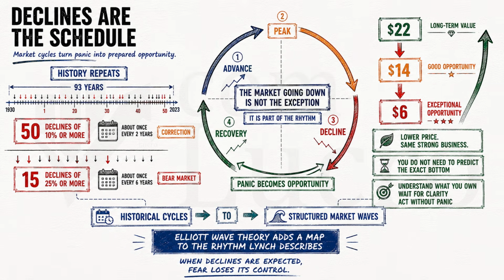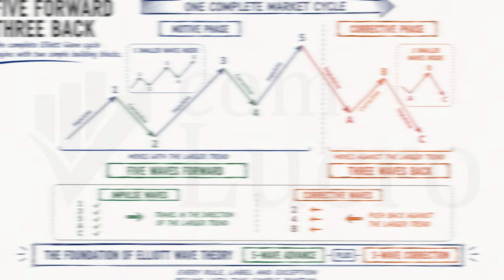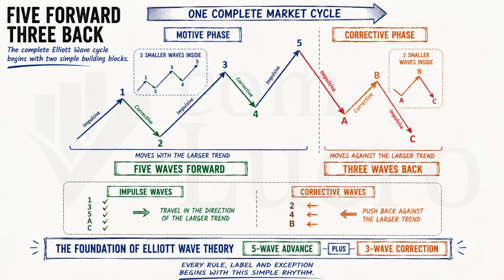This is a clear example of how understanding the rhythm of market cycles can transform panic into opportunity. Elliott Wave Theory builds on this same principle, offering a structured way to anticipate price movements and act with greater confidence, rather than emotion. So that's why the theory matters. Now for how it actually works, and it starts with something surprisingly simple.